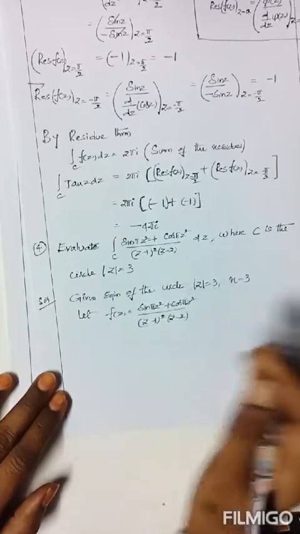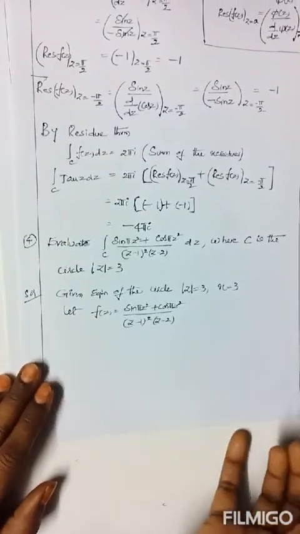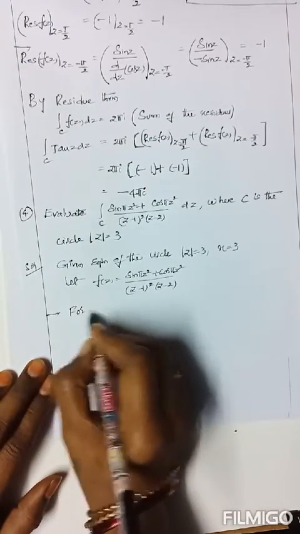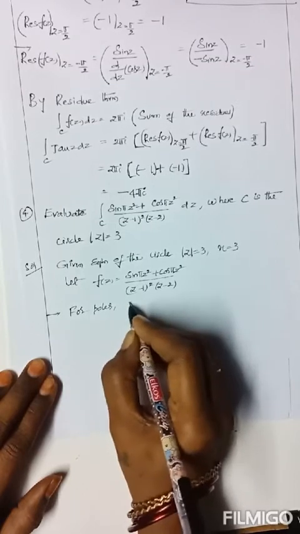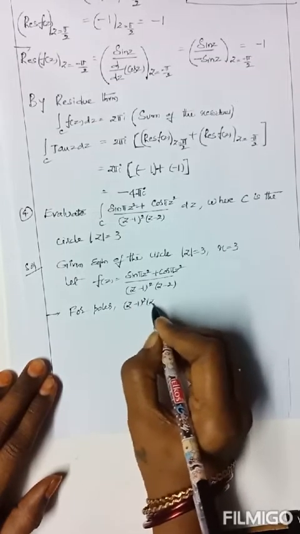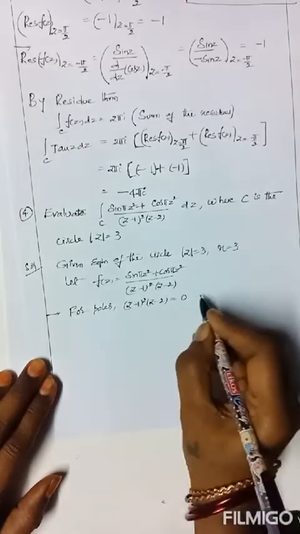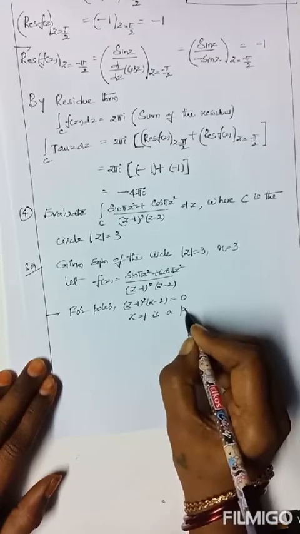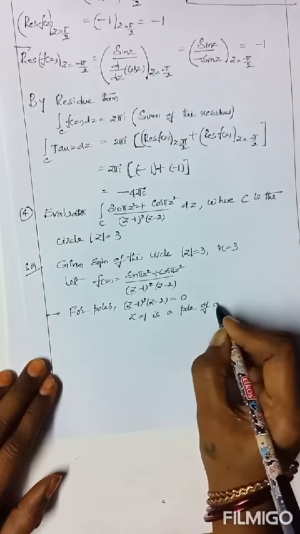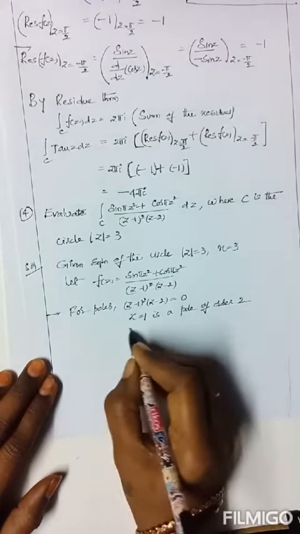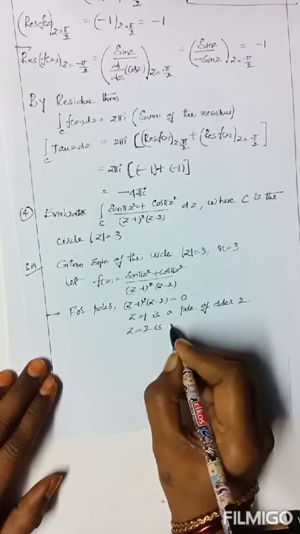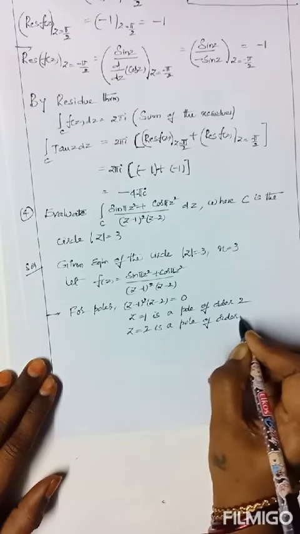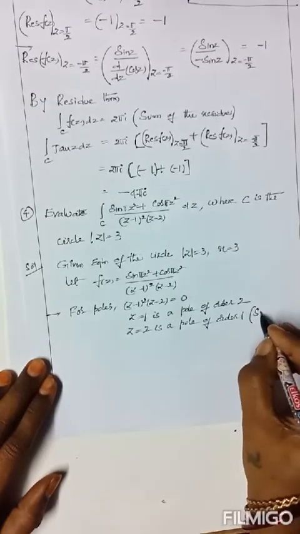To use the residue theorem, we need residues. To get residues, first we have to find the poles of f of z. Now z minus 1 whole square into z minus 2 equal to 0. Now z equals 1 is a pole of order 2. z equal to 2 is also a pole of order 1. It is also called a simple pole.